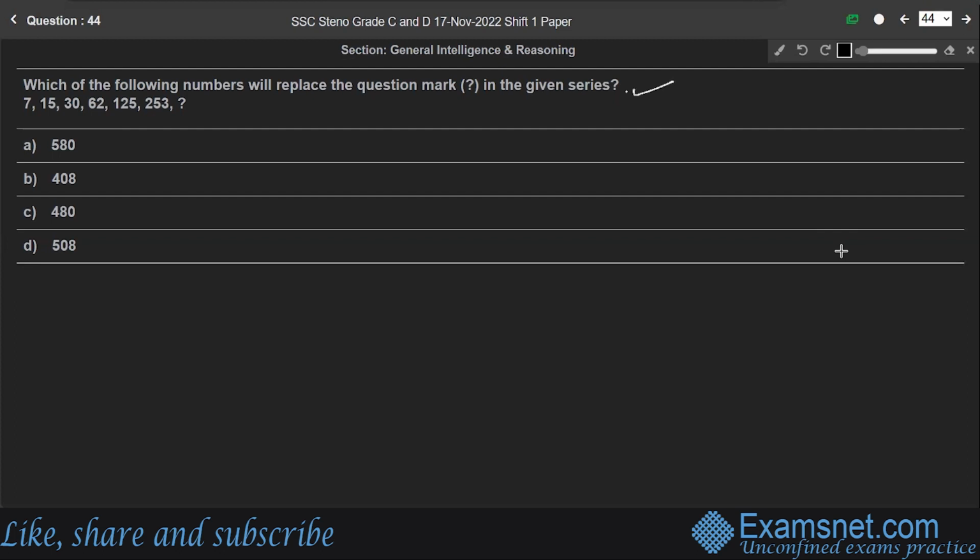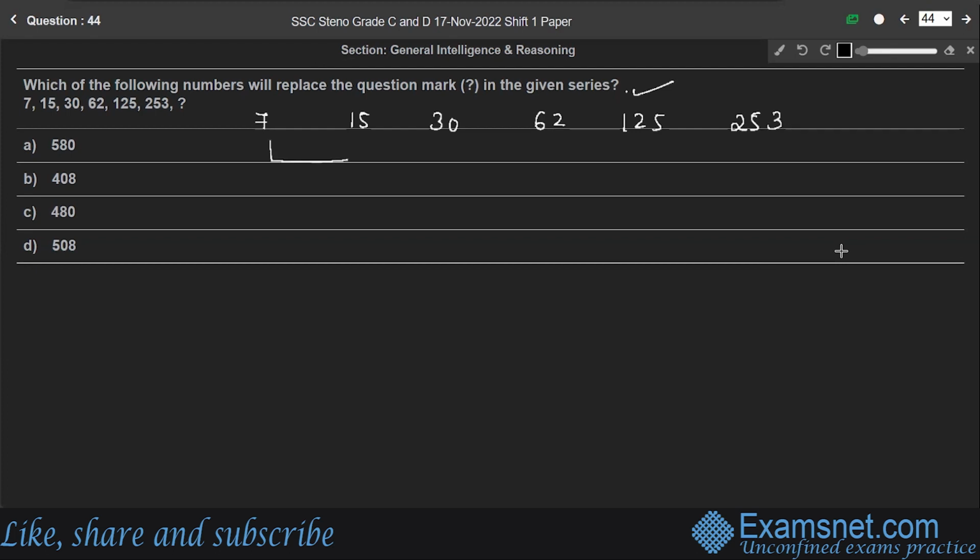Question 44. Which of the following numbers will replace the question mark in the given series? We have first number 7, second number 15, and the next number is 30. Next is 62, right? So next we have 125 and 253. We need to find the last number.